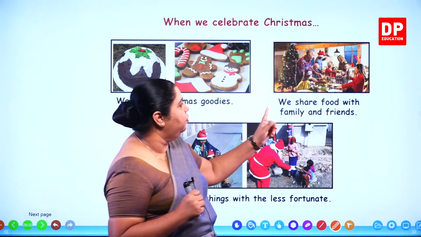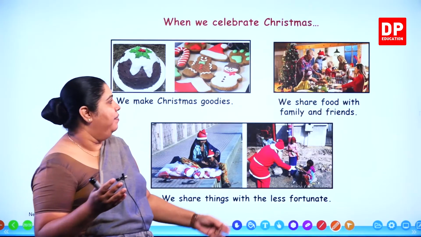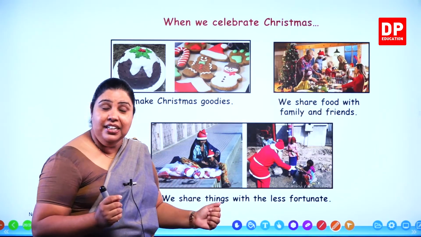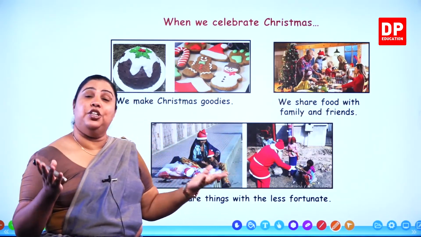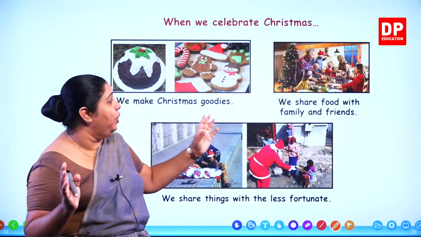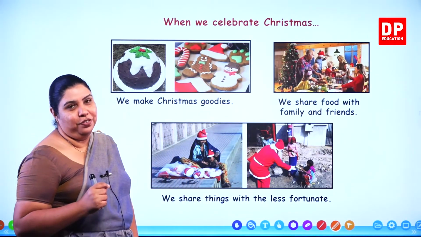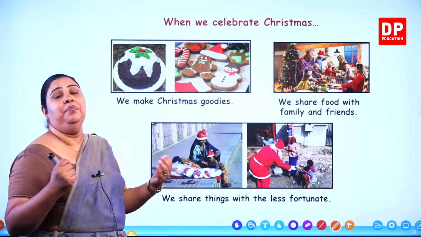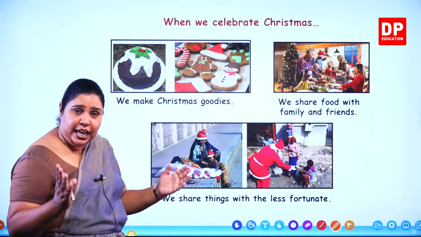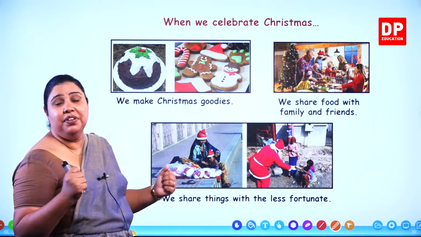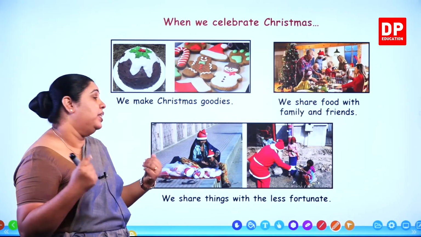Then we share food with family and friends. Now on the Christmas Eve, you have a big grand Christmas dinner, and you share your food, the special Christmas turkey and stuff that you make on the Christmas day. And then you have your friends and relations coming to your house, and then you share your food with them. Like the way on the Thai Pongal Day and on the Ramadan Festival, the same way, even for Christmas, we share things with our friends and relatives, the goodies that we make, the delicious food that we make.